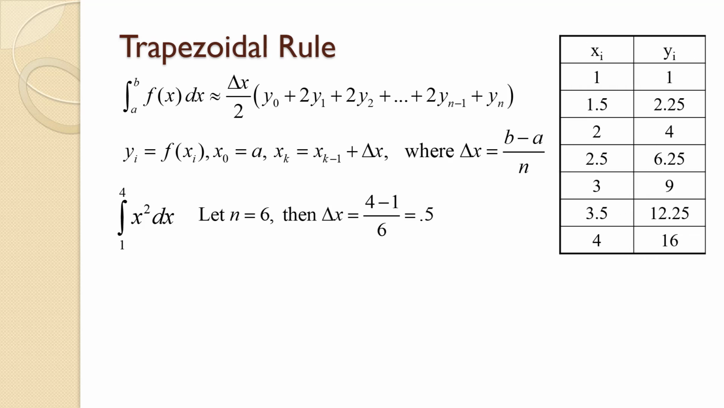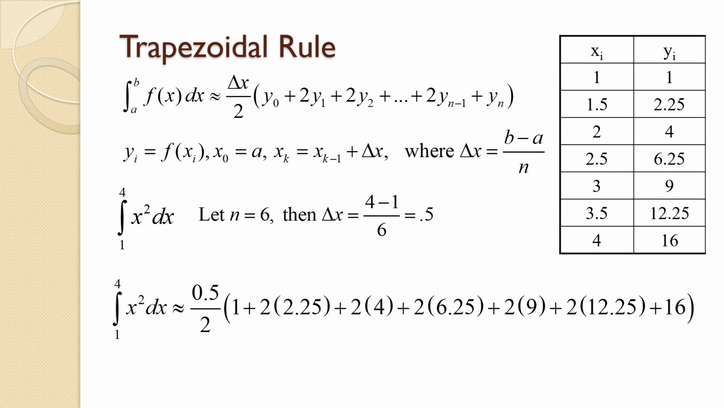From that, I can then generate all the x values. Notice each one can be found from the previous one by just adding 0.5. You start at 1, you end at 4. And all the y values can be found by just evaluating the function, in this case x squared, at each of these x values. Now we just use the formula that the definite integral from 1 to 4 of x squared dx would be approximately equal to that particular product. And that is equal to 21.125. And that's close. That's close to the right answer.